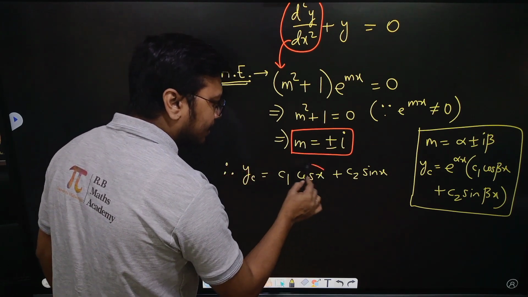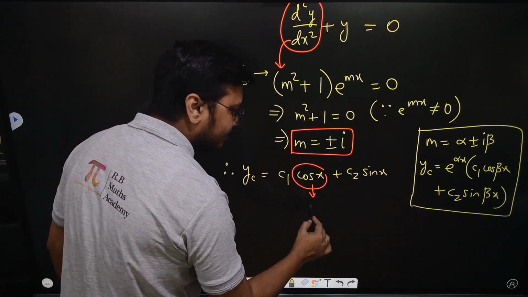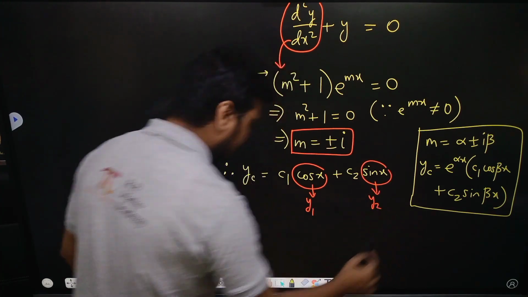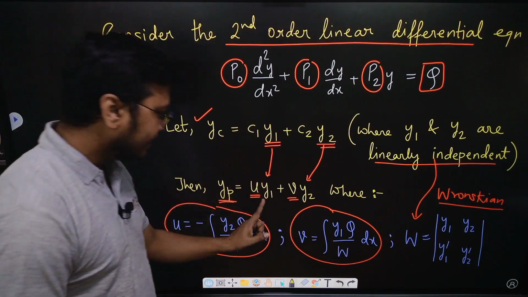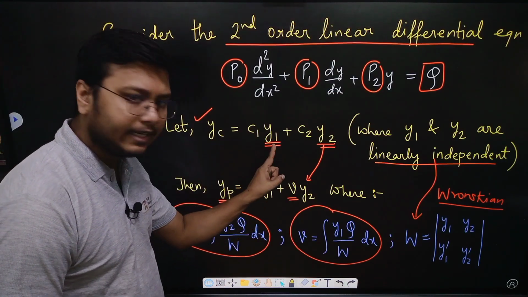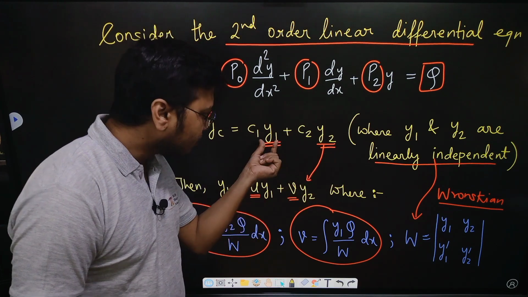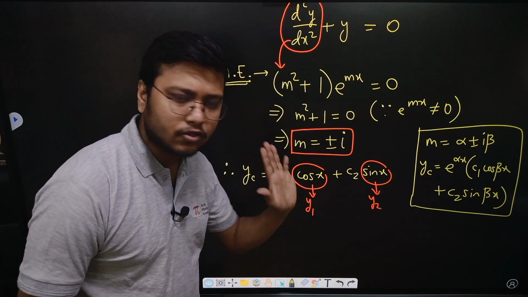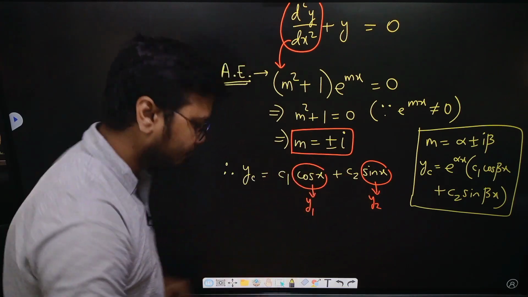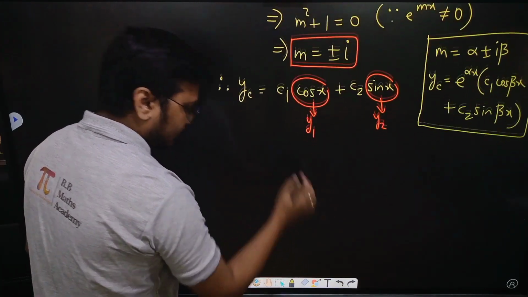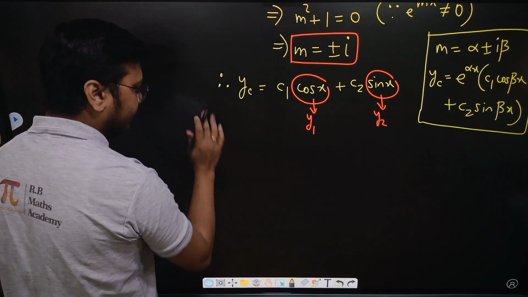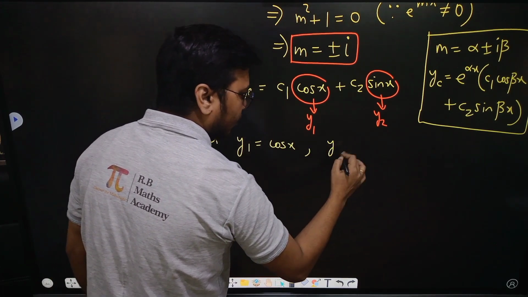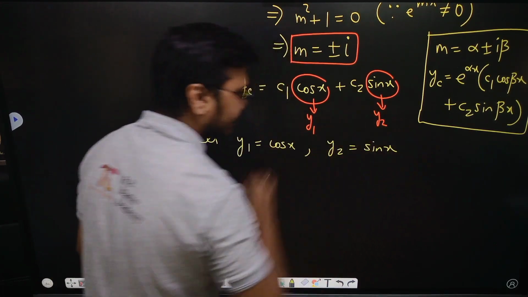So now I can compare this with my formula and say this is the y1 part and this is the y2 part. In the formula I had mentioned that yc will be c1 times y1 plus c2 times y2, so my y1 and y2 values are nothing but cos x and sin x. You can take the reverse one also, no problem with that. So let me mention that y1 is cos x and y2 is sin x.